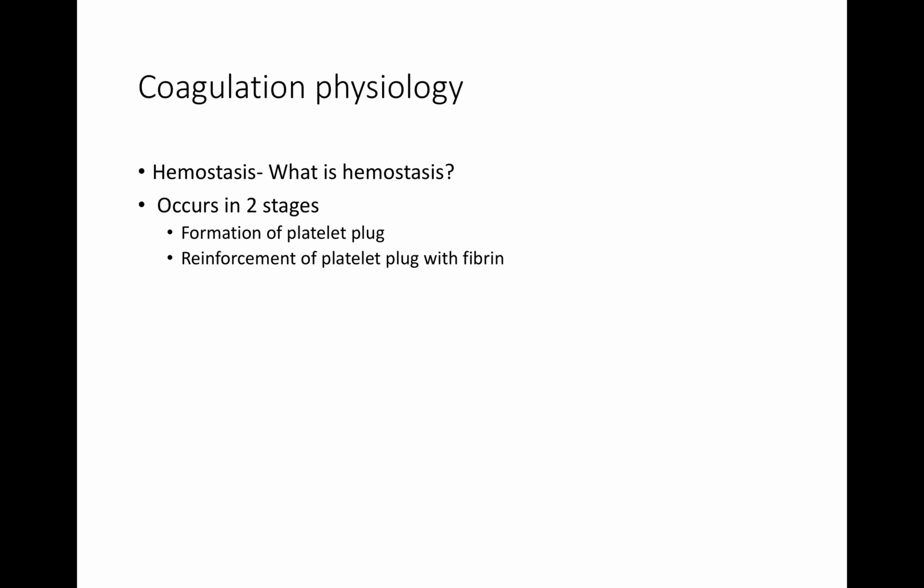Hemostasis. What is hemostasis in this region that we're talking about? It's a physiological process by which bleeding is stopped. And it occurs in two stages, which are listed here. Formation of a platelet plug and then reinforcement of the platelet plug with fibrin. Both of these processes are set in motion by blood vessel injury.